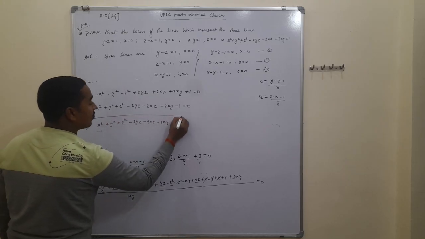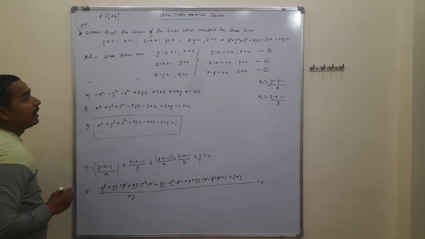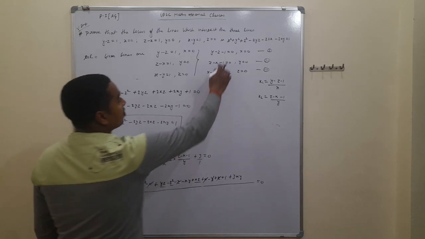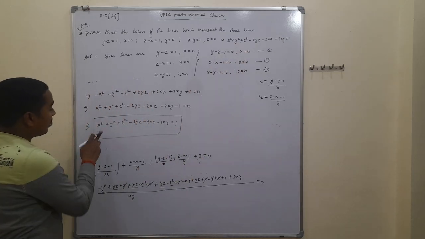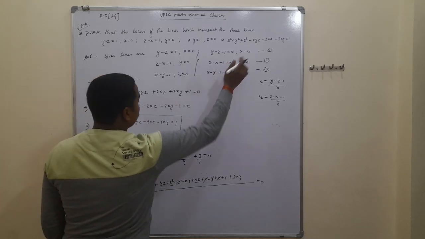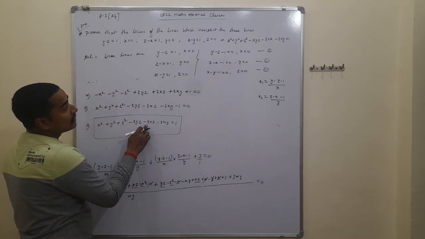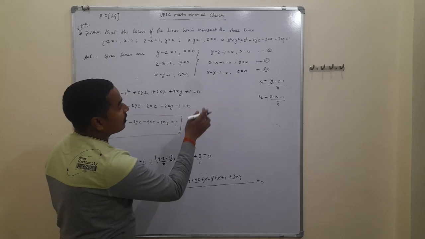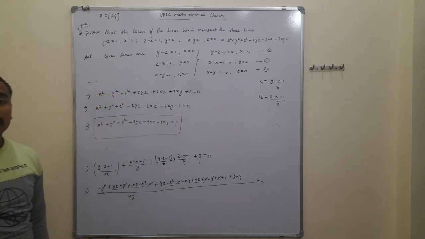This is the required locus of the given problem, and the locus is given by x square plus y square plus z square minus of 2yz and minus of 2zx and minus of 2xy is equal to 1. This is the required solution of the given problem.